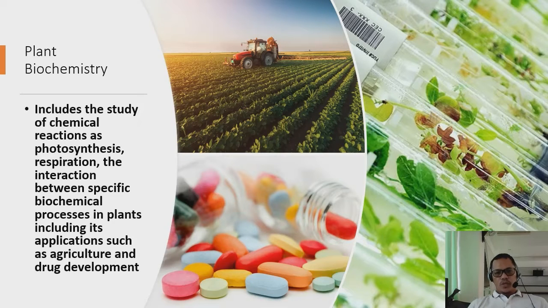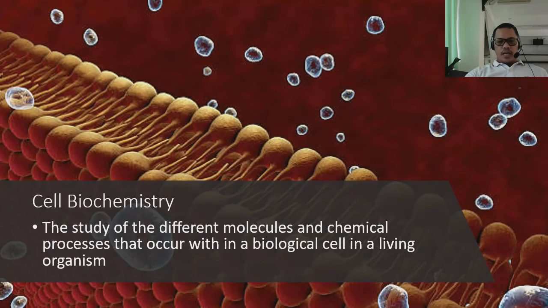Plant biochemistry is also very important because this includes the study of the different chemical reactions in plants, such as photosynthesis, respiration, and the interaction between specific biochemical processes in plants, including the application of this in agriculture and in drug development. Cell biochemistry is the study of the different molecules and chemical processes that occur within our biological cell. This literally is about the cell in all living organisms. That includes animals and also plants.